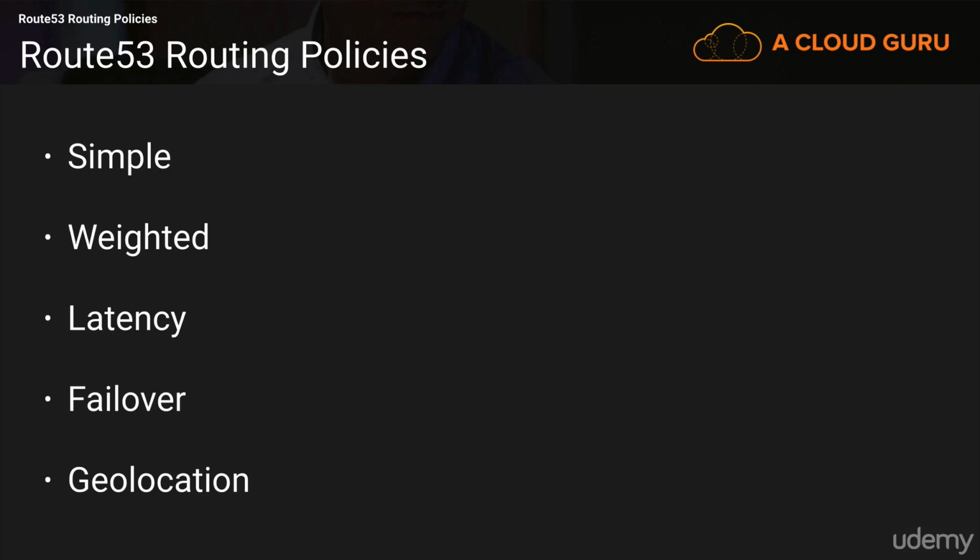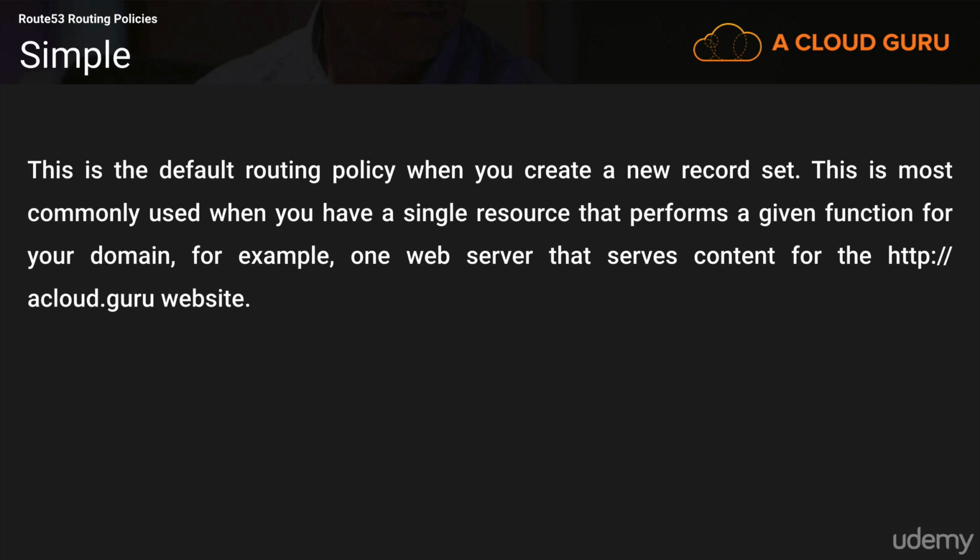So in the last lab you saw where we choose the different routing policies, and we had simple, we have weighted, we have latency, we have failover, and we have geolocation. So those are the different routing policies, and I'm going to show you exactly what they do in a second. So simple is the one that we should start with, and it's the one we used in the last lab. This is the default routing policy when you create a new record set.